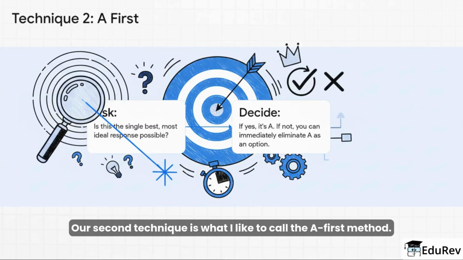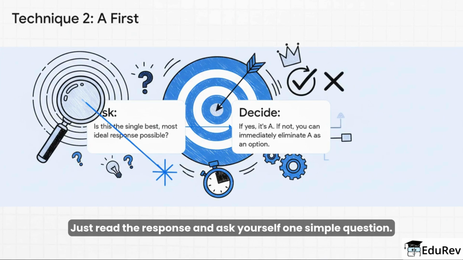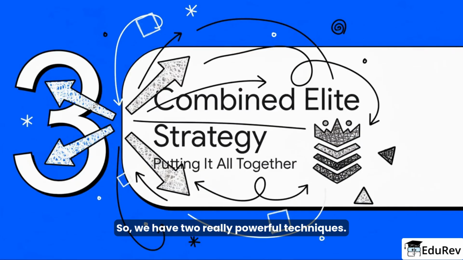Our second technique is what I like to call the A-first method. This one is like a laser beam. Just read the response and ask yourself one simple question. Is this the absolute best, most perfect thing someone could do right now? If your gut screams yes, you found your A. If there's even a tiny bit of doubt, you know it's not A and you can cross it off your list.